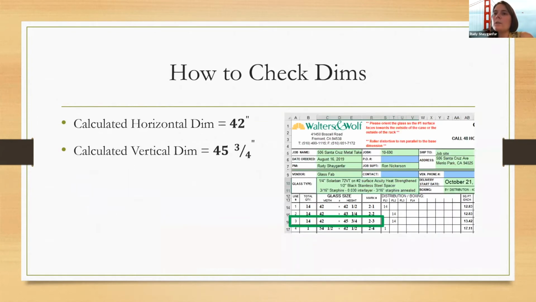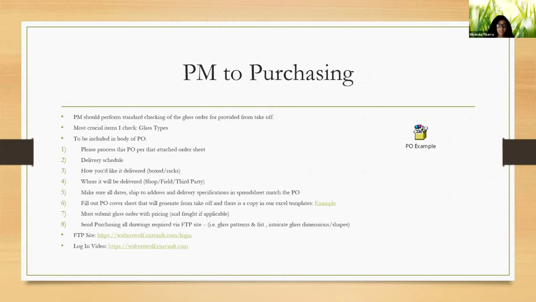So our calculated horizontal dimension is 42 inches. The vertical is 45 3/4. And when we look back at our glass order form, we can see that those dimensions match. All right, so PM to purchasing, through the remainder of these slides, there will be examples and links of material that will be accessible to you. I'm not going to click on everything for the sake of time, but I will get all of this uploaded and you will have access to everything on this PowerPoint.